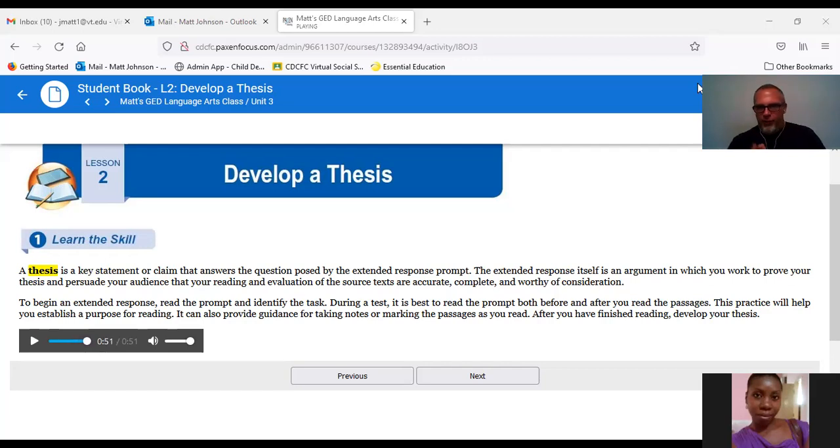So we've looked at a thesis before, and we've got a pretty good understanding of that, right? It is that main claim. It is the key statement. It is the main argument of whatever you're reading.